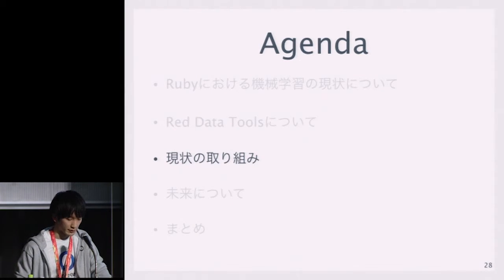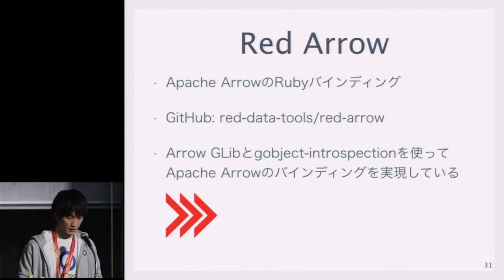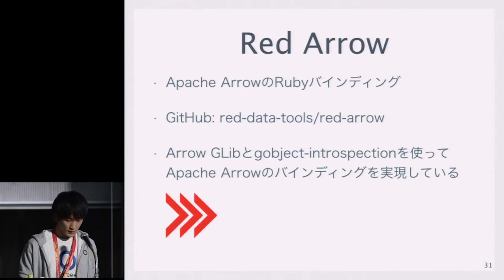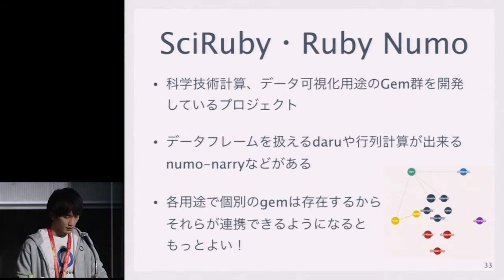And now the current activities in Red Data Tools. There are three things. First is Red Arrow. We are now trying to use Apache Arrow from Ruby. Apache Arrow is implemented in a C++ environment, but now with Arrow GLib and GObject Introspection, we have achieved the binding for Red Arrow. And we are now trying to make the existing gems work with it.